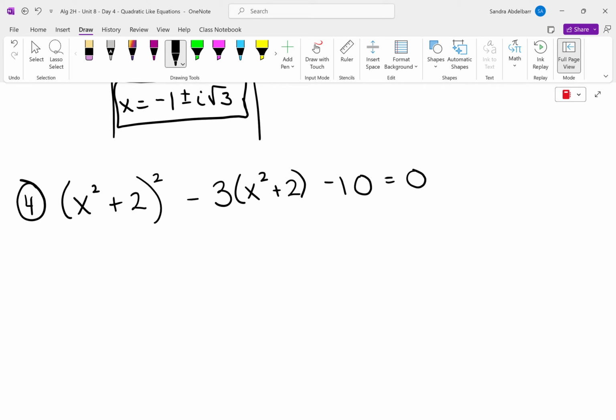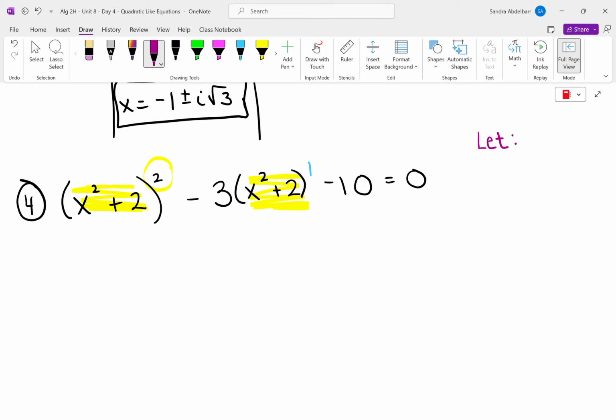I hope we recognize something. Does anybody know what I'm hoping that you recognize? Yeah, it's sort of like a quadratic. Don't I have some quantity raised to the second and then that same quantity raised to the first? Right, so that is like a quadratic.